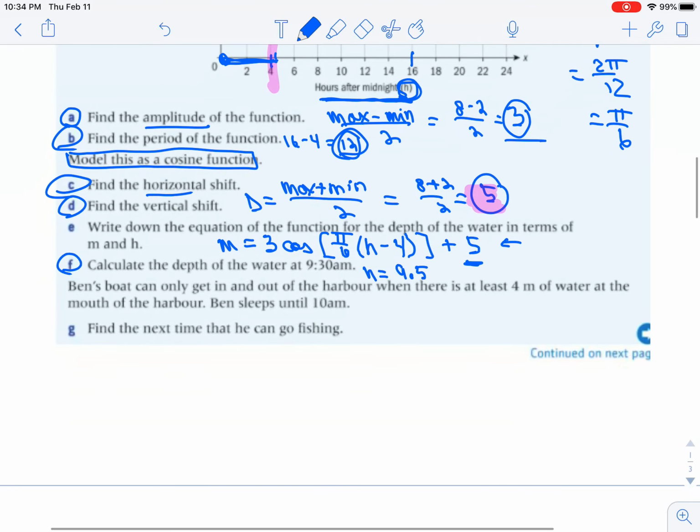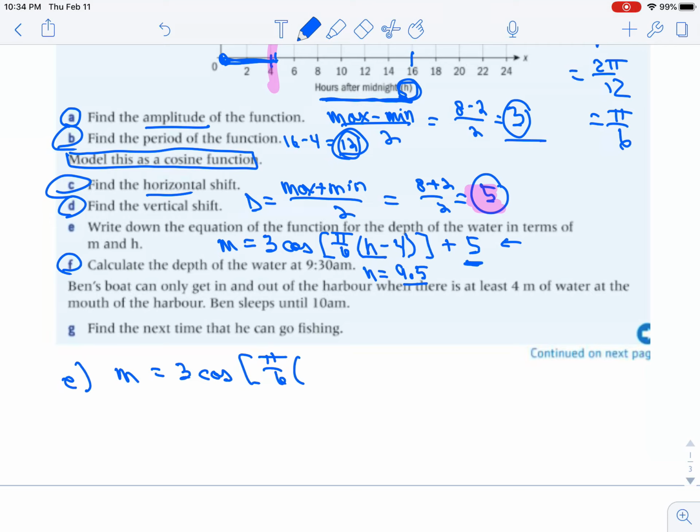So what we want to do, let me come down here below, is take this equation: M is equal to 3 times the cosine of pi over 6 times, and I'm substituting 9.5 in for H, so I have 9.5 minus 4, and then plus 5. You can put that into your calculator, and you're going to end up with 2.102, which is approximately 2.10 meters. So that's the answer for F.